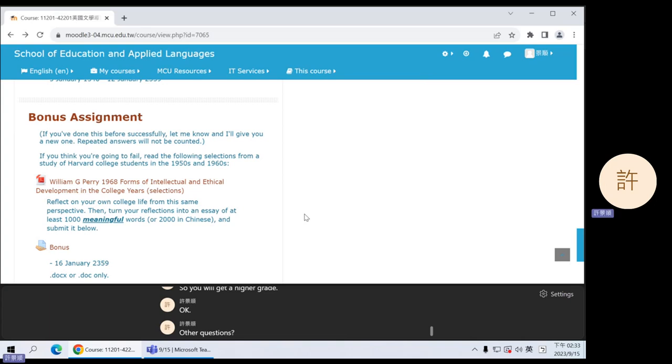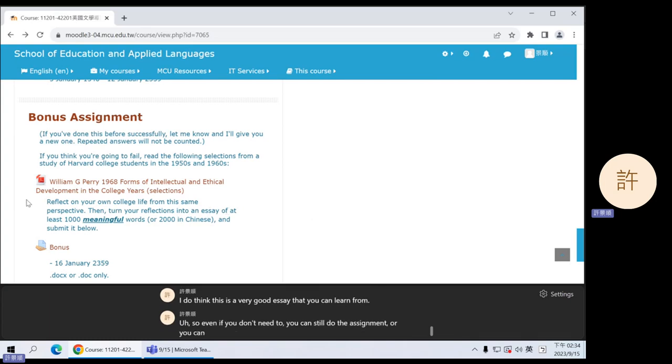Okay, I know I said it's hard, but this is not punishment. 不是在惩罚你. I do think this is a very good essay that you can learn from. So even if you don't need to, you can still do the assignment, or you can read it without doing the assignment if you're interested.